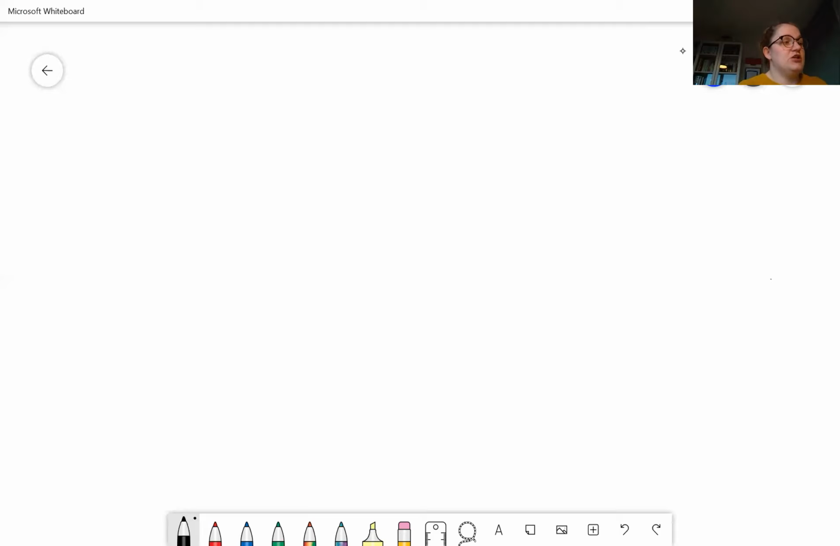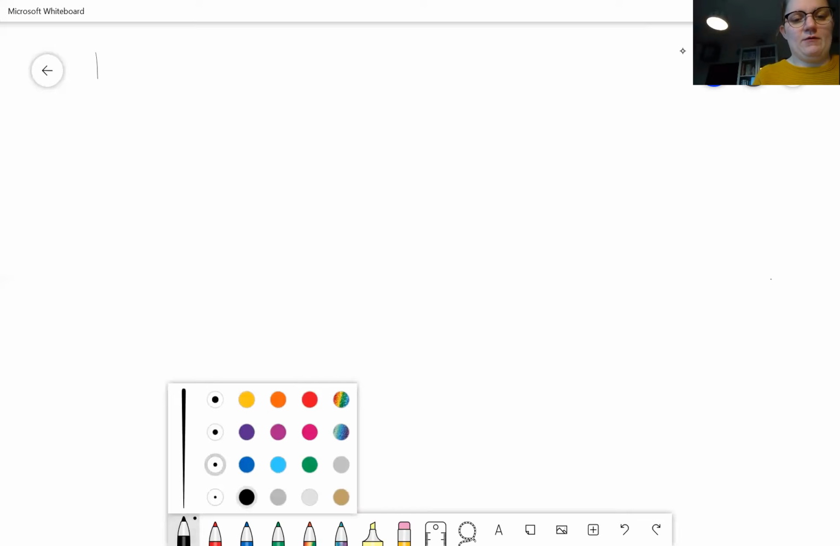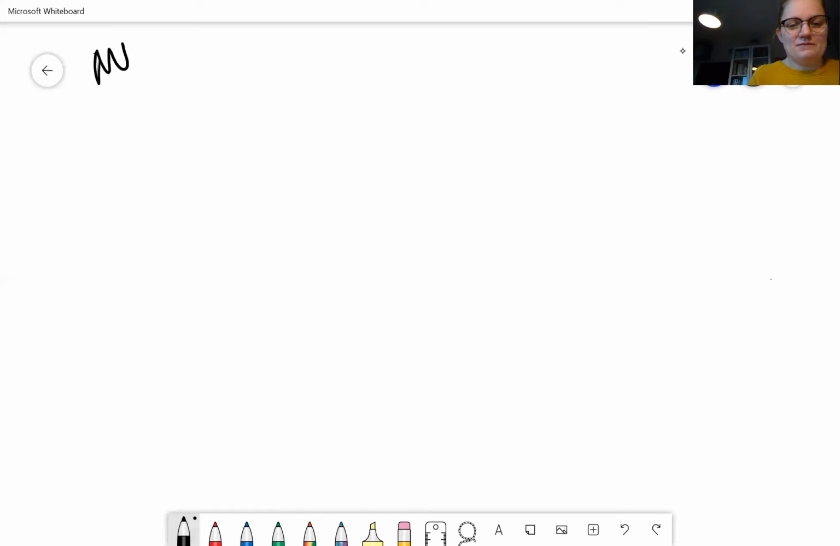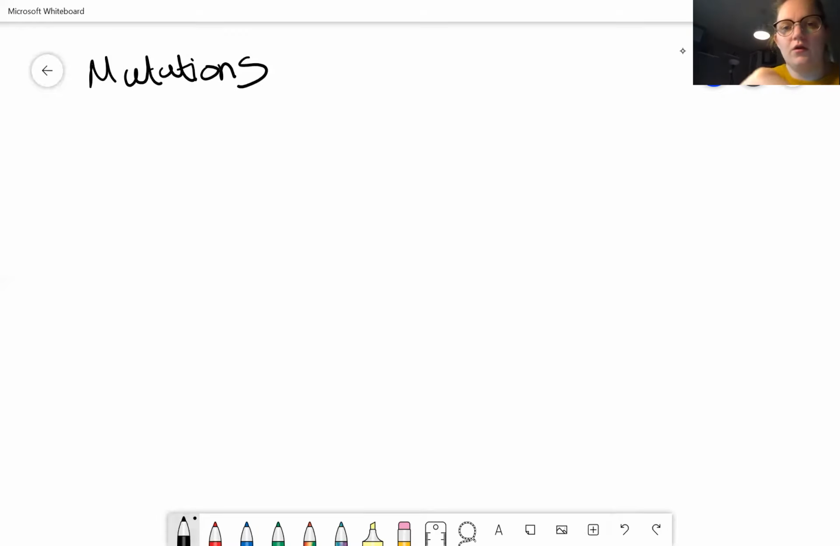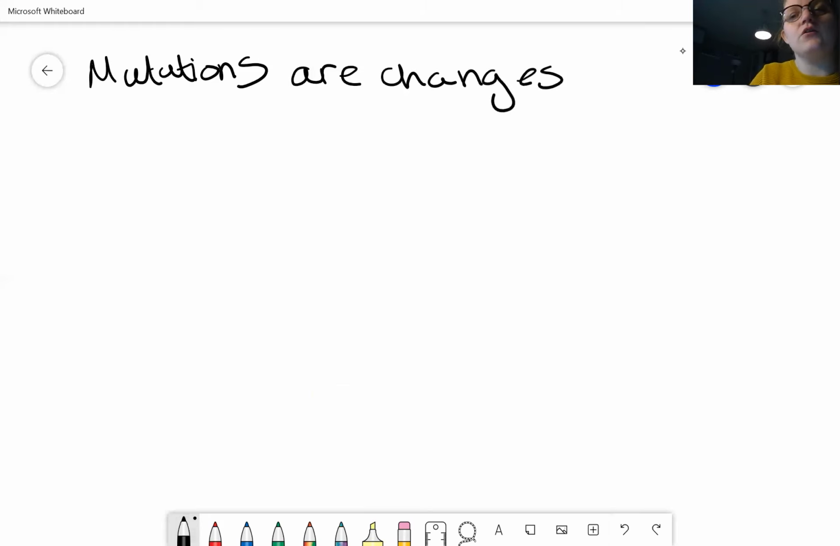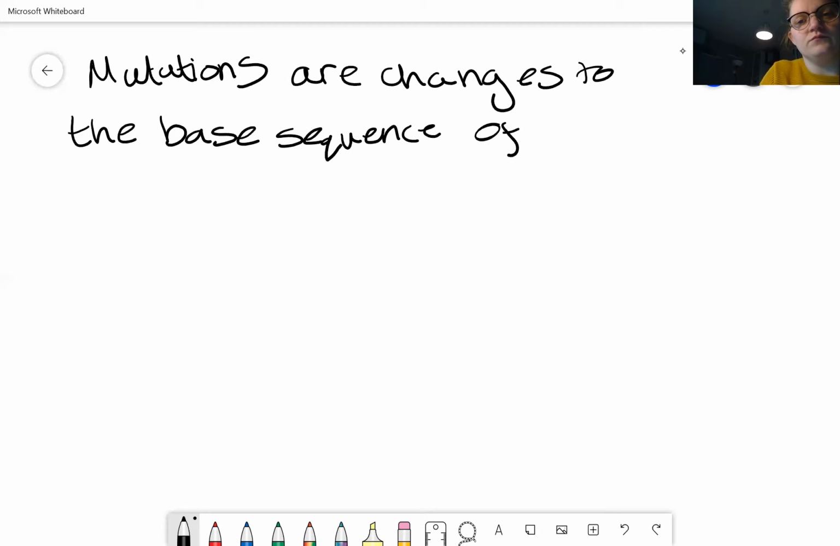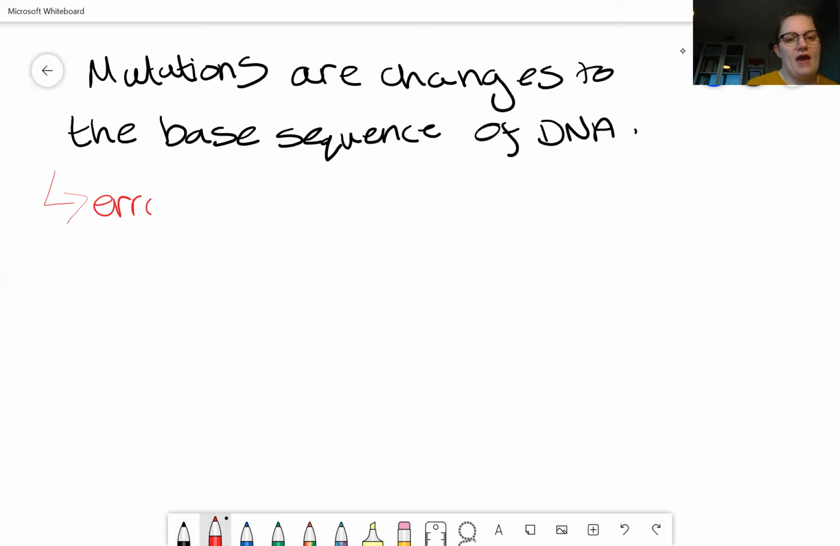So basically, what is a mutation? A mutation is a change to the base sequence of your DNA. So let's rewrite that: mutations are changes to the base sequence of DNA. That's basically what a mutation is. Any changes to that base sequence of DNA from the original, we call a mutation. It can occur in a couple of ways. They can occur due to errors during replication.